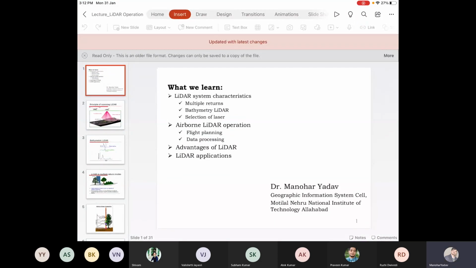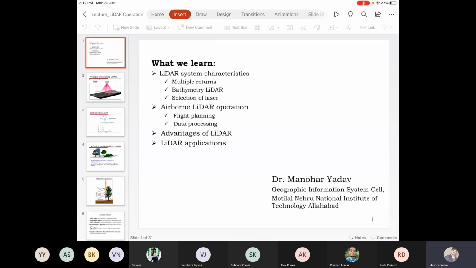Okay, so in today's lecture, we are going to discuss the entire LiDAR system characteristics that include the specific properties of LiDAR, like multiple returns, how we can select a laser, okay? What are the fundamental concepts of bathymetric LiDAR? And then after that, these are the specific components related to the LiDAR system characteristics, okay?